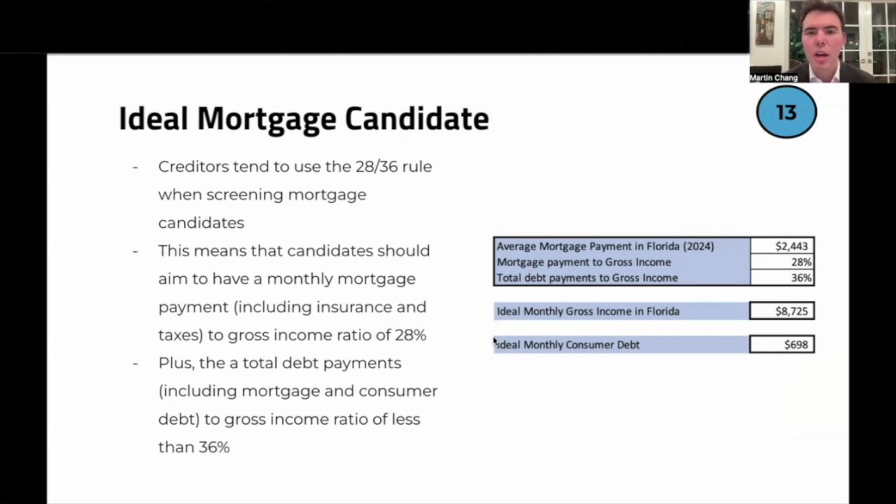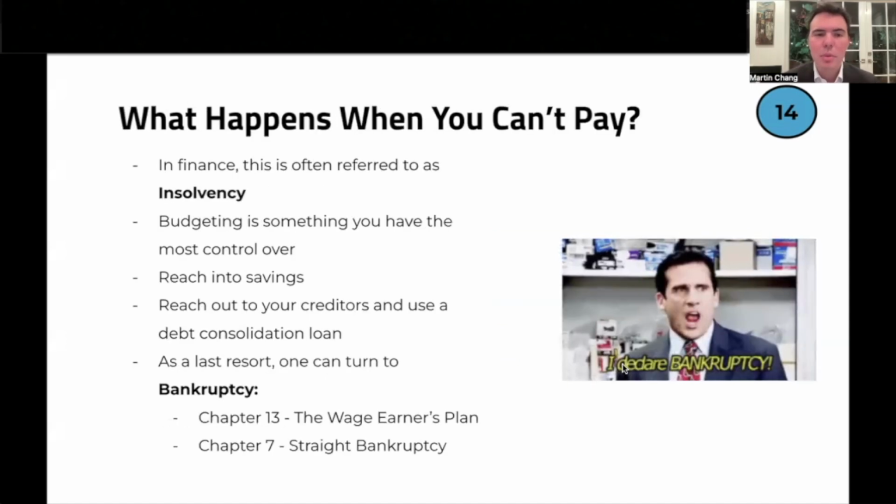So the average mortgage payment in the state of Florida in 2024 was $2,443. If you do some reverse engineering on that using the ratios, the ideal monthly gross income by those standards is around $8,725, which is an annual salary of around $105,000. So what happens when you can't pay?